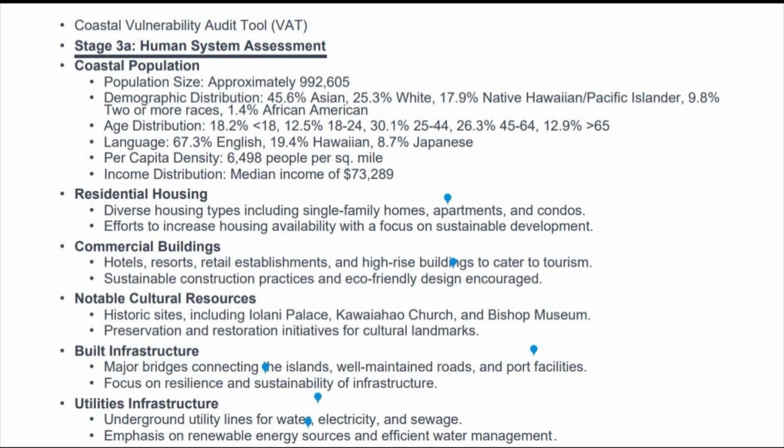Here we show Stage 3A, which was the human system assessment, which basically covers the population, the housing, the buildings, the companies. So Honolulu, Hawaii has a population size of just shy of 1 million. The demographic distribution is almost 50% Asian, followed by 25% Caucasian. And for housing, they have diverse housing types, including homes, apartments, and condos. They have a lot of hotels and resorts that contribute to commercial buildings.